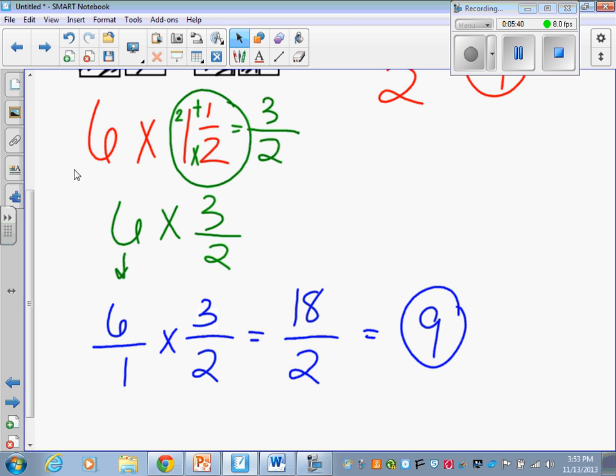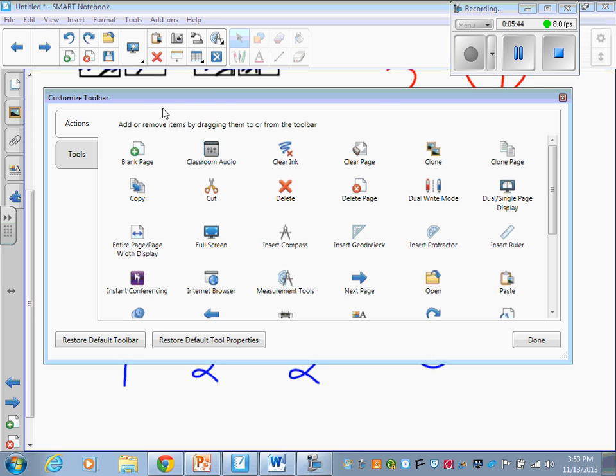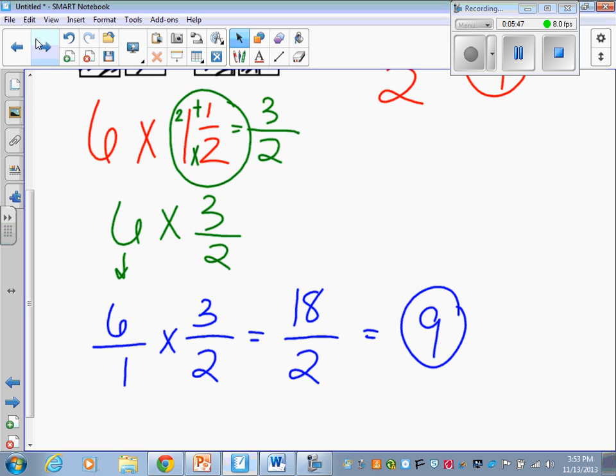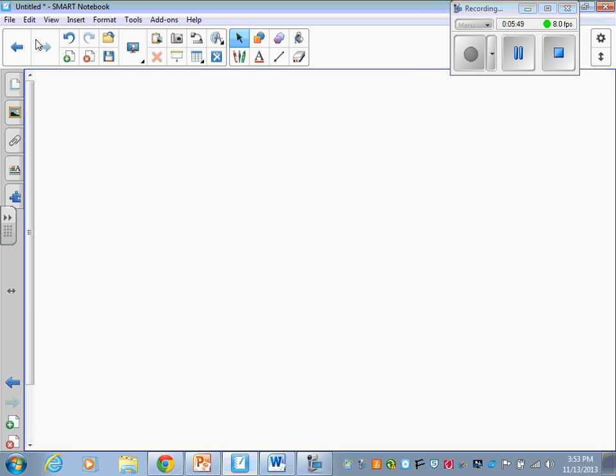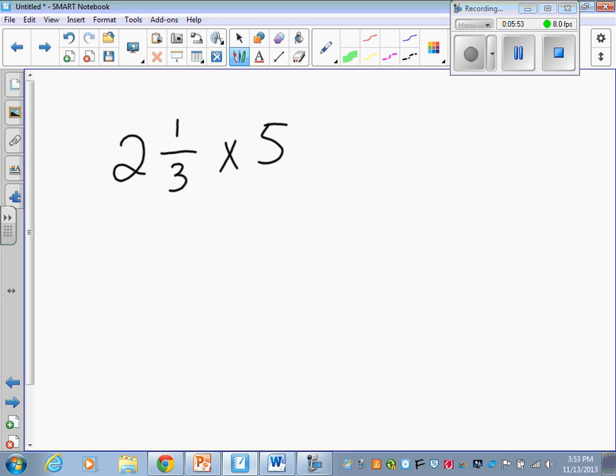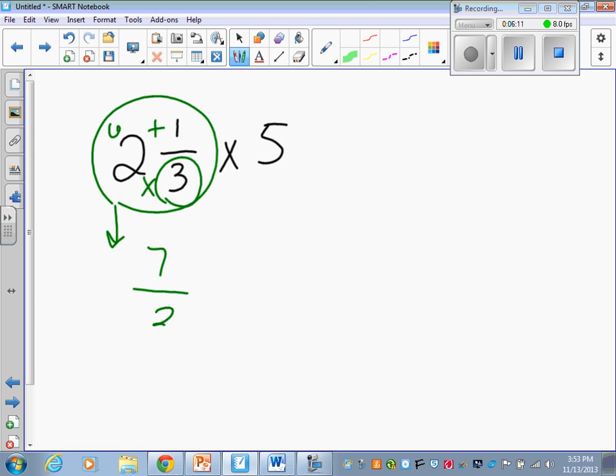Let's try one more example. We're just going to multiply with the trick this time. Let's see, 2 1/3 times 5. 2 1/3 is a mixed number, so we need to rewrite this as an improper fraction. You multiply first. 3 times 2 is 6. So you add the 1, and you get 7. You keep your denominator the same. So 2 1/3 is equal to 7/3.